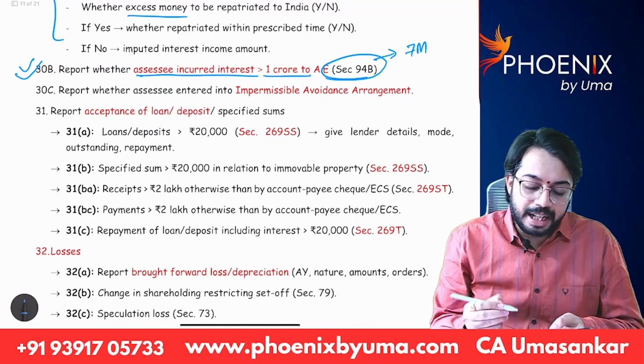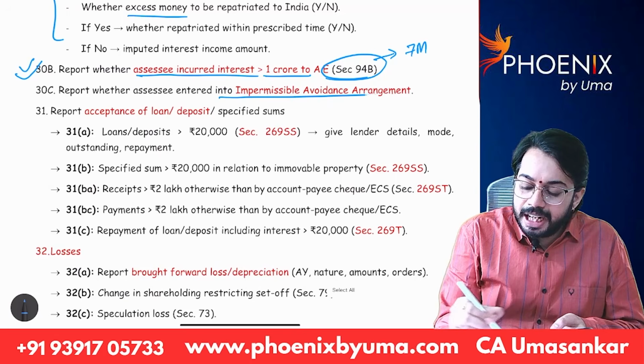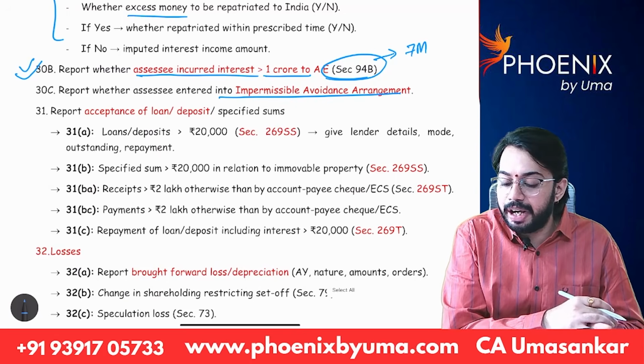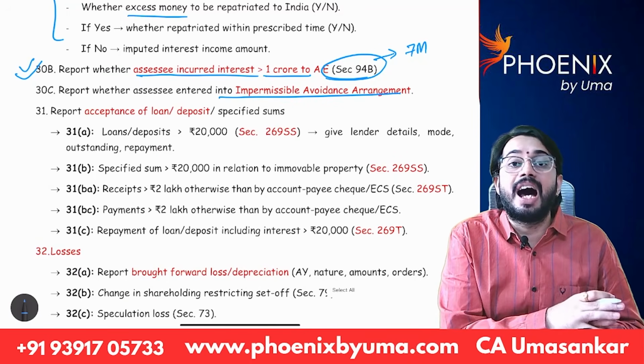Next, clause 30C. Report whether assessee entered into impermissible avoidance arrangement. We discussed GAAR provisions, right?